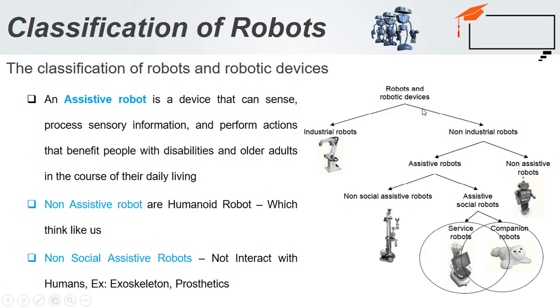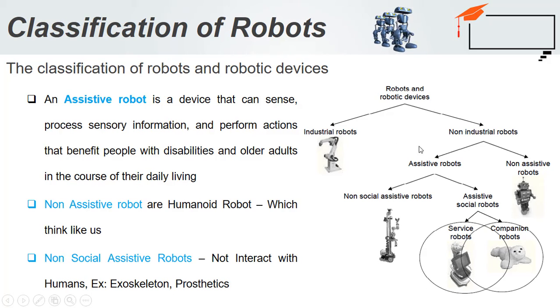The robots and robotic devices are classified firstly into two main categories: industrial robots and non-industrial robots. Industrial robots are like a human arm. This kind of robot is called an articulated robot. The industrial robots are used in industry to increase productivity and the quality of the product. The non-industrial robot is not used in industries, and it is classified into assistive robot and non-assistive robot. Assistive robots are further classified into two types: non-social assistive robots and assistive social robots. And assistive social robots can be classified into two types: service robots and companion robots.